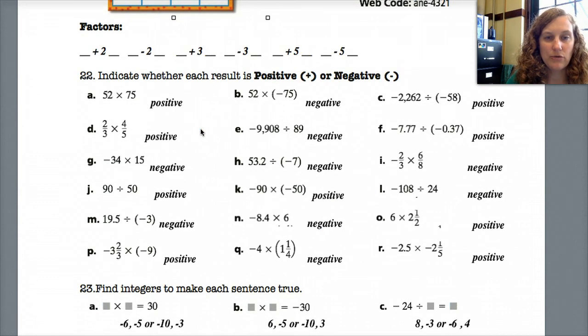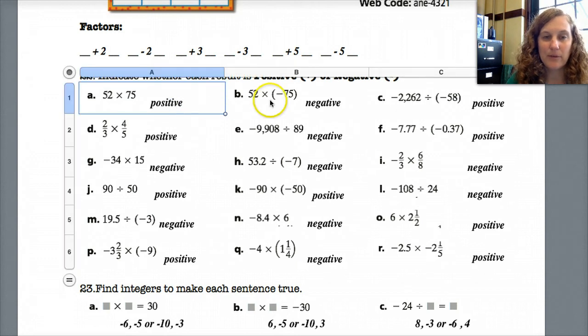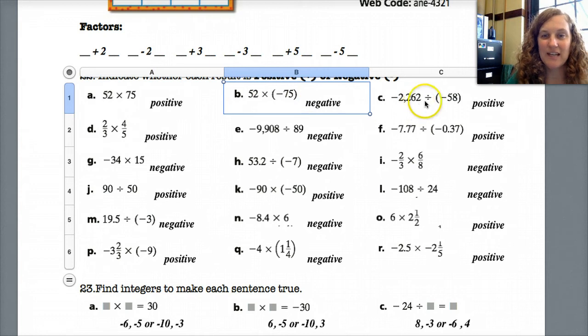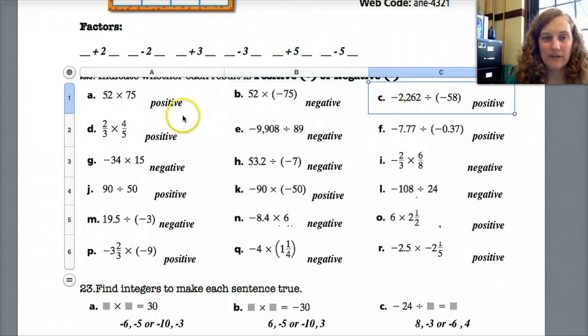For 22, all of those parts, A through R, all you had to do again was determine if they're positive or negative. You did not have to find out the answer. You just had to determine if they were positive or negative. Positive times a positive is positive. Positive times a negative is negative. Negative times a negative is positive.